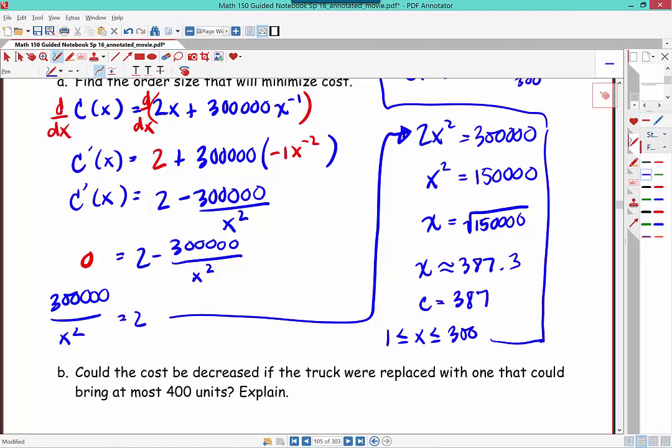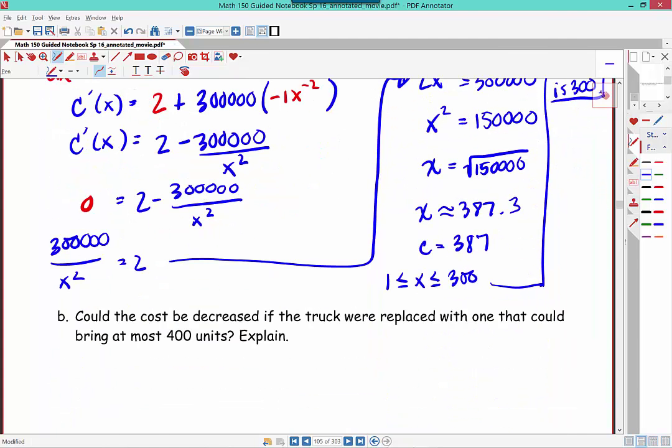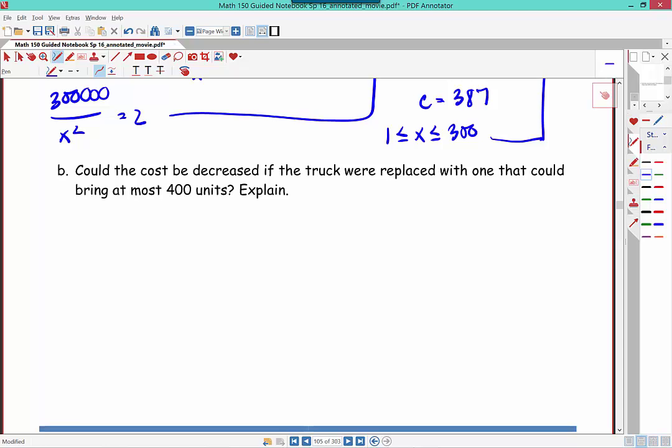So with this truck, what is our conclusion? Our conclusion would be the order size that minimizes cost is 300. Okay, so that's the answer for the first part. But let's check this out, guys. Could the cost be decreased if we use a truck that could bring 400 units? So what else would we have to evaluate? Good, C at 400. We have the other information. So this would be 2 times 400, and then plus 300,000 divided by 400.